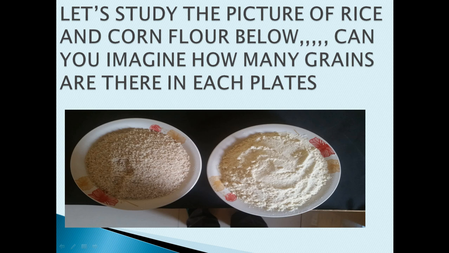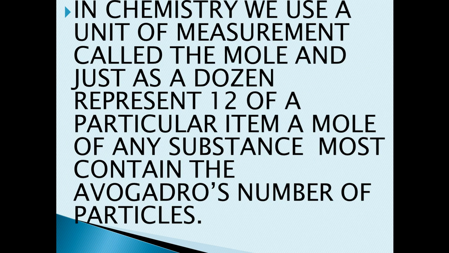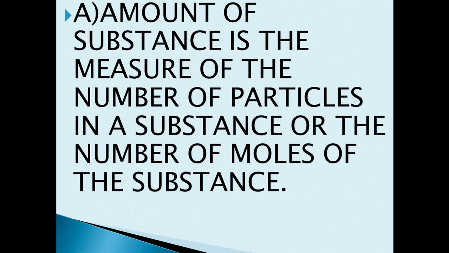Particles are microscopic. You are dealing with atoms, molecules, protons, neutrons. You can only use a microscope to see them. So it's difficult to count them. So we count a collection of these particles. In chemistry, we use a unit of measurement called the mole. Just as a dozen represents 12 of a particular item, a mole of any substance must contain the Avogadro's number of particles.